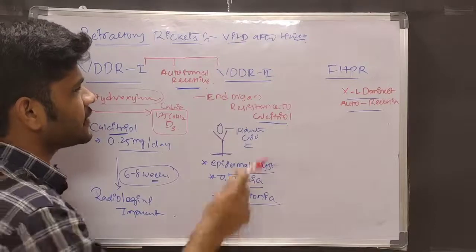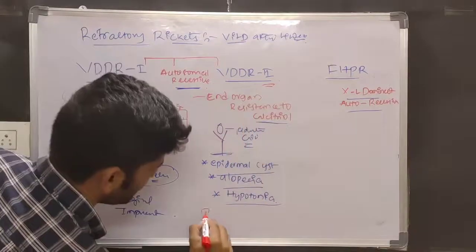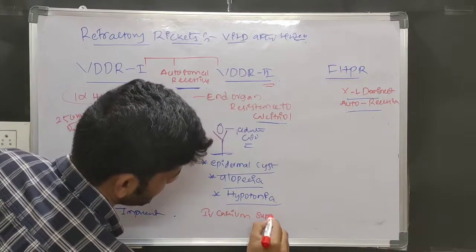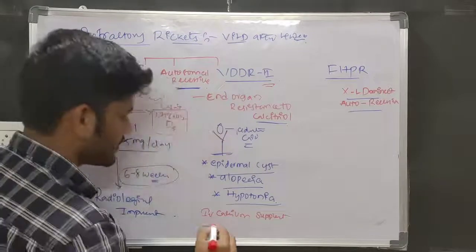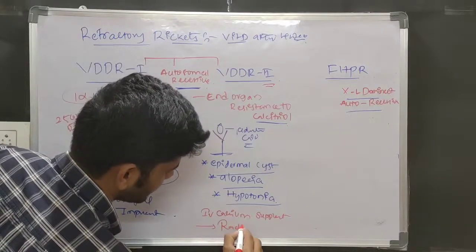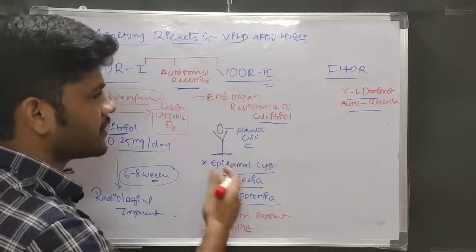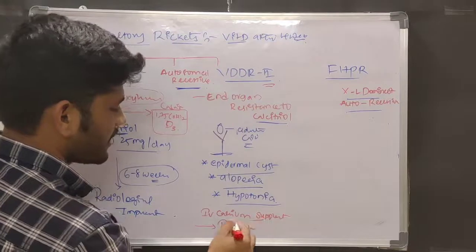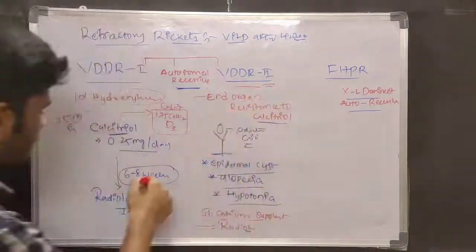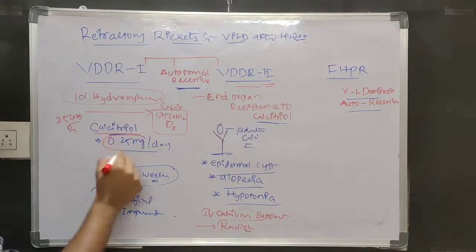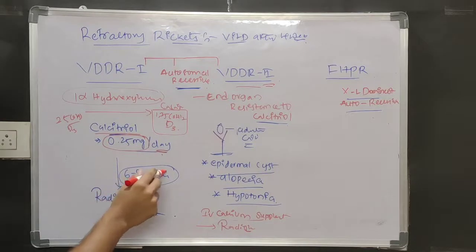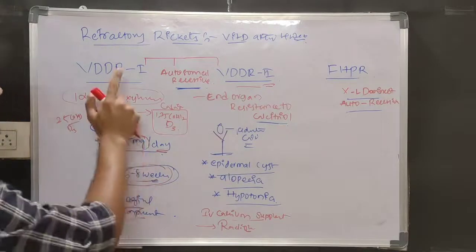Treatment for VDDR type 2 is IV calcium supplementation. After a long time, there is an improvement in the radiological findings, but the treatment is not satisfactory compared to the other types of rickets. We give IV calcium in case of VDDR type 2, and we give calcitriol of 0.25 milligrams per day for a long period. After 6 to 8 weeks, we can see the radiological improvement in case of VDDR type 1.